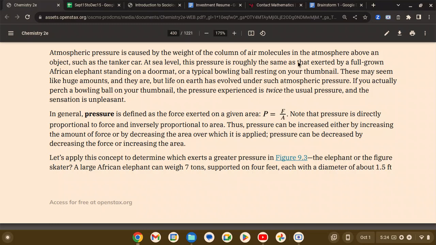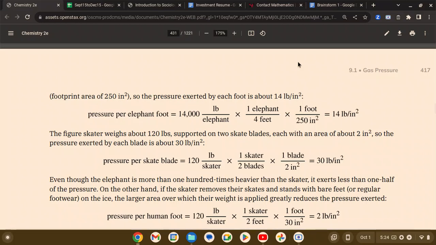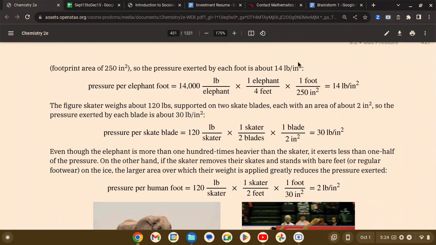Let's apply this concept to determine which exerts a greater pressure in Figure 9.3, the elephant or the figure skater. A large African elephant can weigh 7 tons, supported on 4 feet, each with a diameter of about 1.5 feet. So the pressure exerted by each foot is about 14 pounds per square inch.